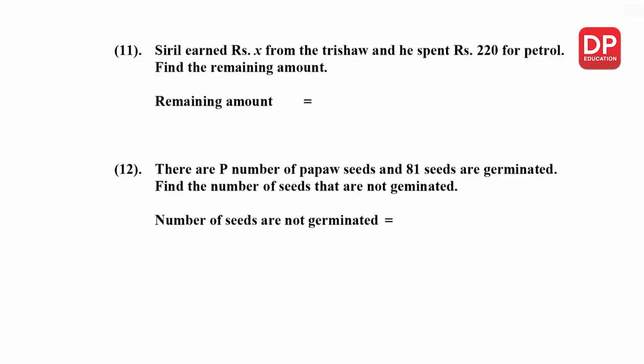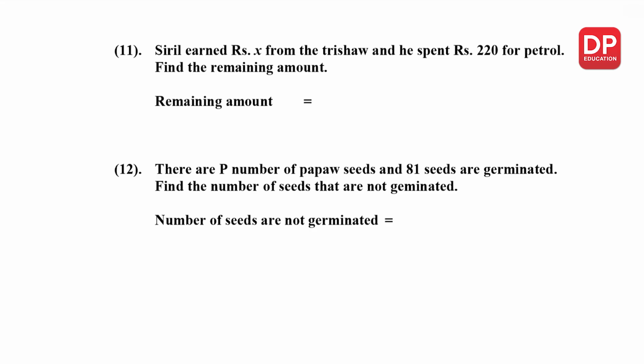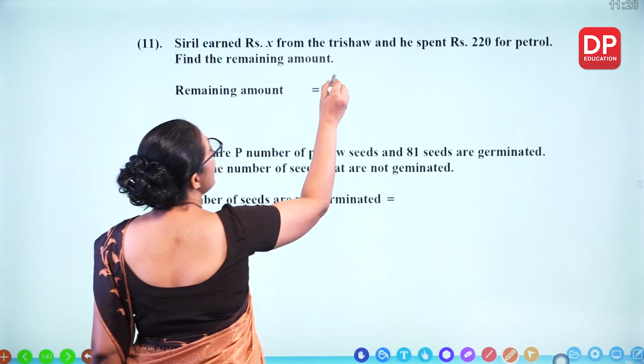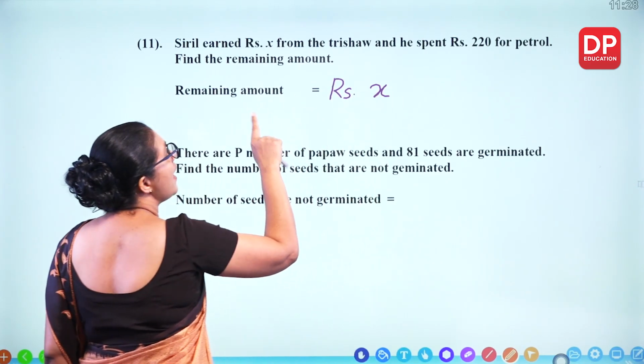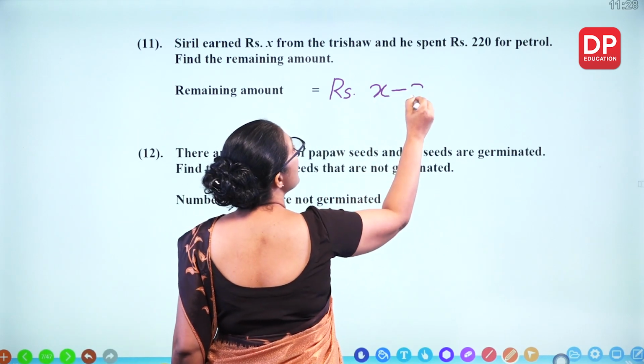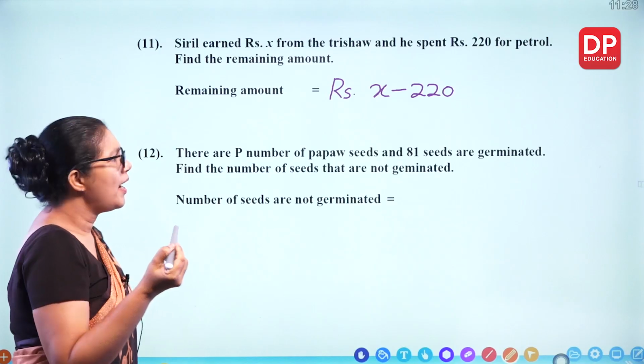Cyril earned X rupees from the trishow and he spent 220 rupees for petrol. Find the remaining amount. How can we find out? So, X rupees he earned and spent 220. So, you subtract 220 from X.